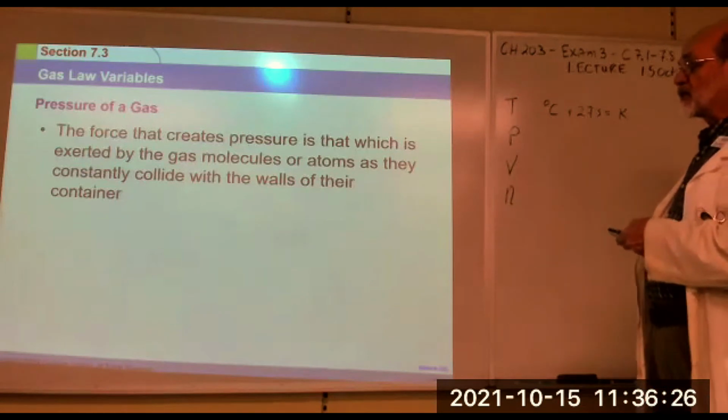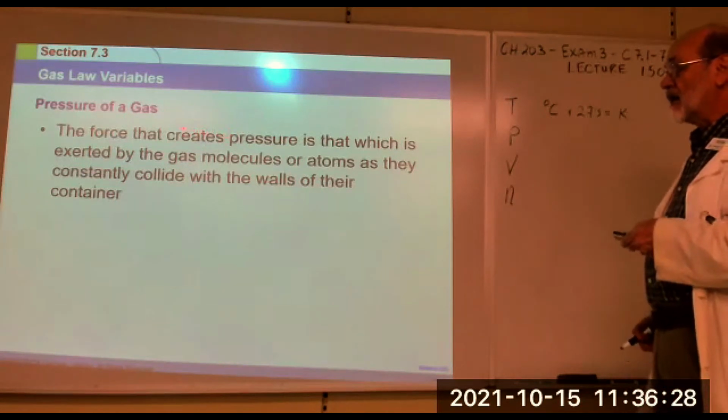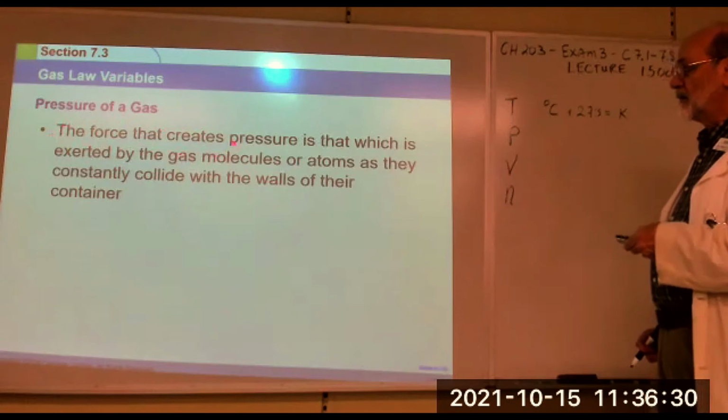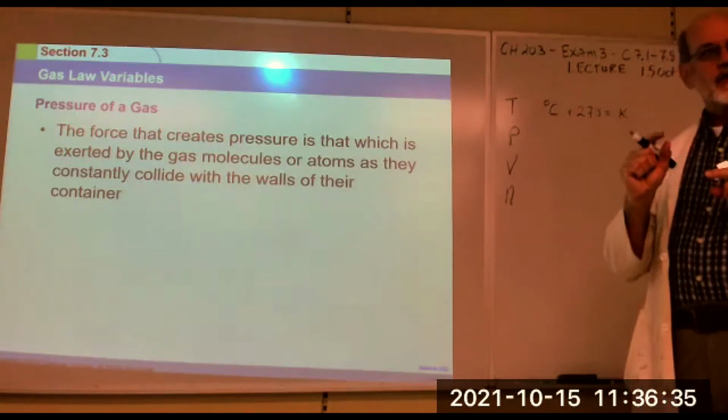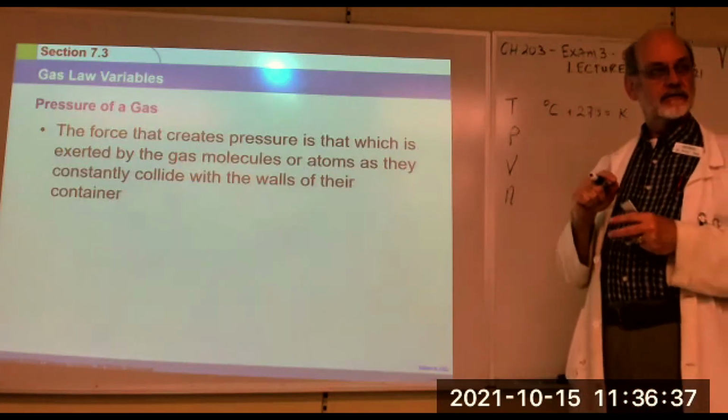So this pressure of a gas is a measure of the force on a certain area of the container that's exerted by the gas inside that container.